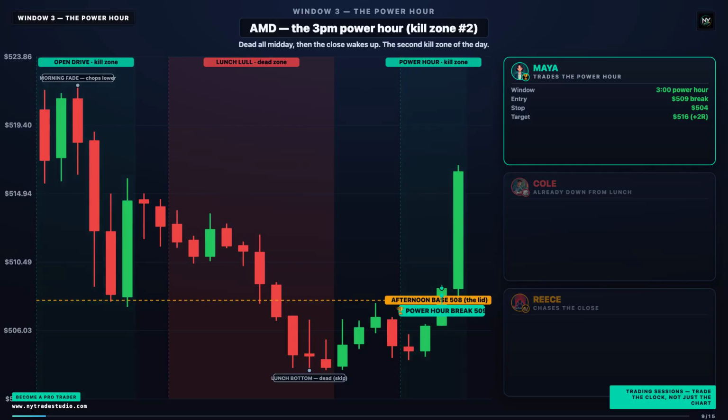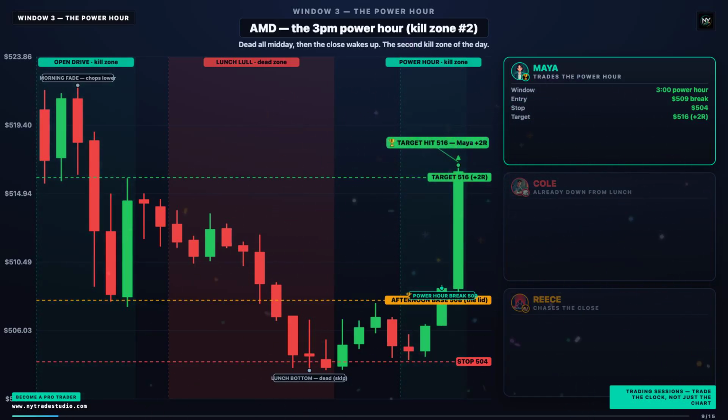That break near 509 is Maya's entry. Her stop goes just under the base at 504, and a measured target sits at 516, and the closing drive delivers. AMD rips into the bell and tags 516. That is a clean 2R into the close, Maya's second winner, taken in the other green window.